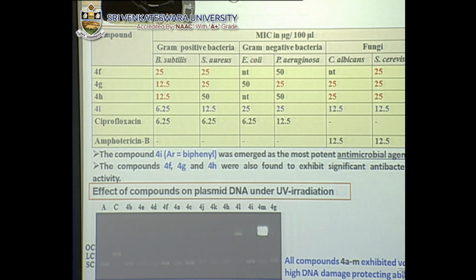Here you can see that 4F, G and H are showing very good activity against fungi as well as some bacterial strains. And this particular compound 4I is showing good activity against bacteria as well as fungi. So the compound 4I emerged as the most potent antibacterial agent. However, 4F, G, and H were also found to exhibit significant activity.